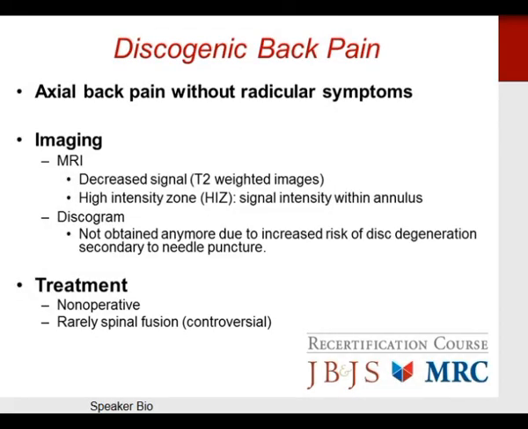Discogenic back pain is back pain without radicular symptoms. In these cases, start with x-rays and then MRI. In the MRI, you may see decreased signal on T2 imaging, known as the dark disc, and there also may be something known as a high-intensity zone, which is thought to be an annular tear.